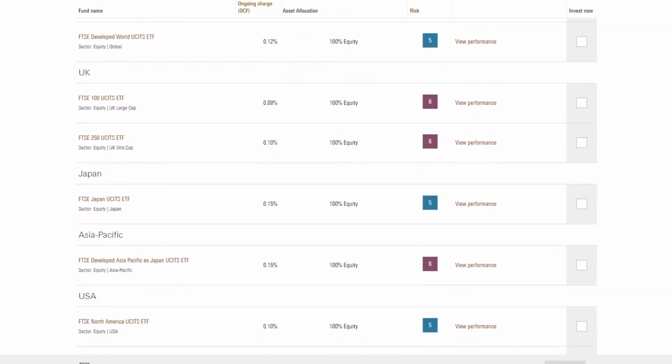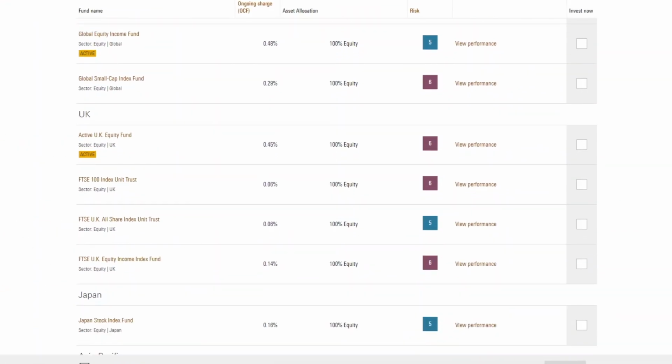Next up, we have 2 types of funds that we're going to group together because they are pretty similar. I'm referring to the wide range of ETFs and index funds that are available on the platform. Now, to be clear, there are some differences between the 2 types of funds, which we explained in last week's video. But for the most part, they do the same job, so I'll group them together for now.